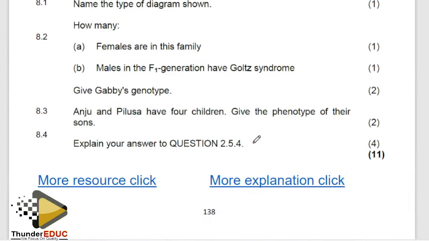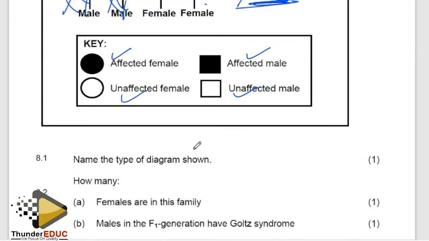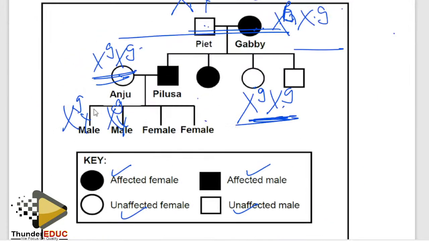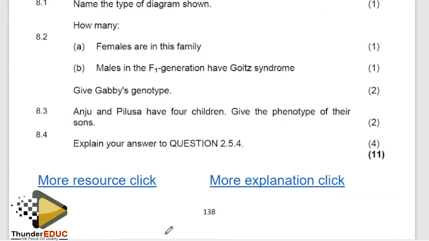Explain your answer above. Why? Because they are normal. Because Anju, who is a female, is normal with the 2 recessive alleles. Therefore, she gives 1 recessive allele to the males. You understand? Yes. Therefore, they are normal. So basically, that's what you need to talk about.